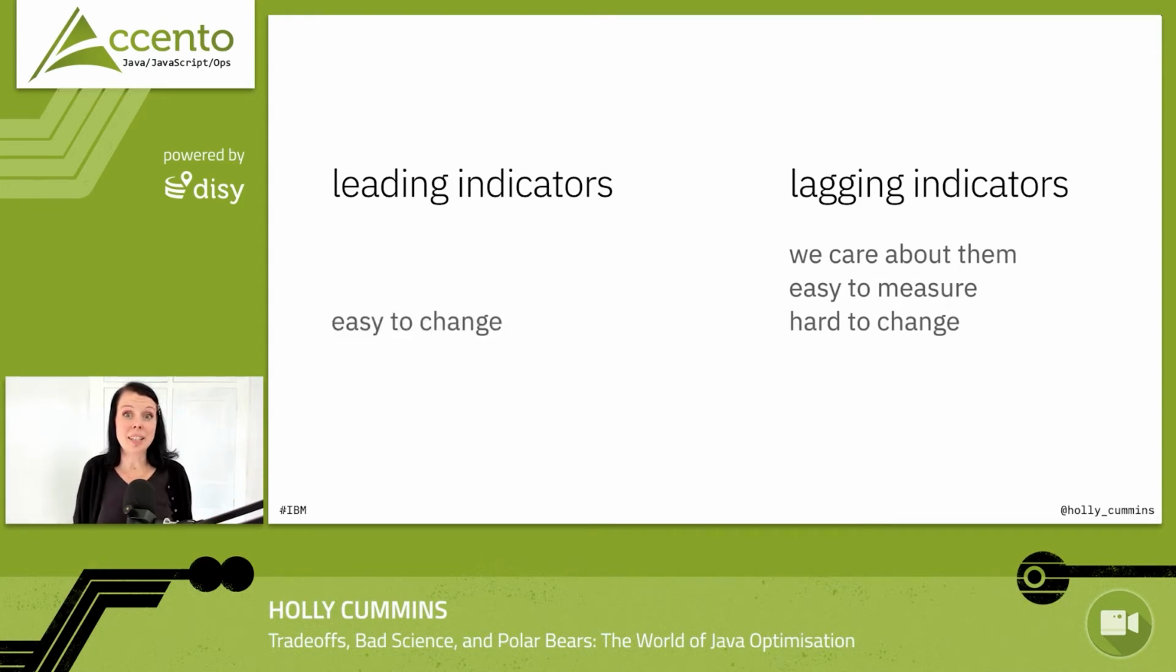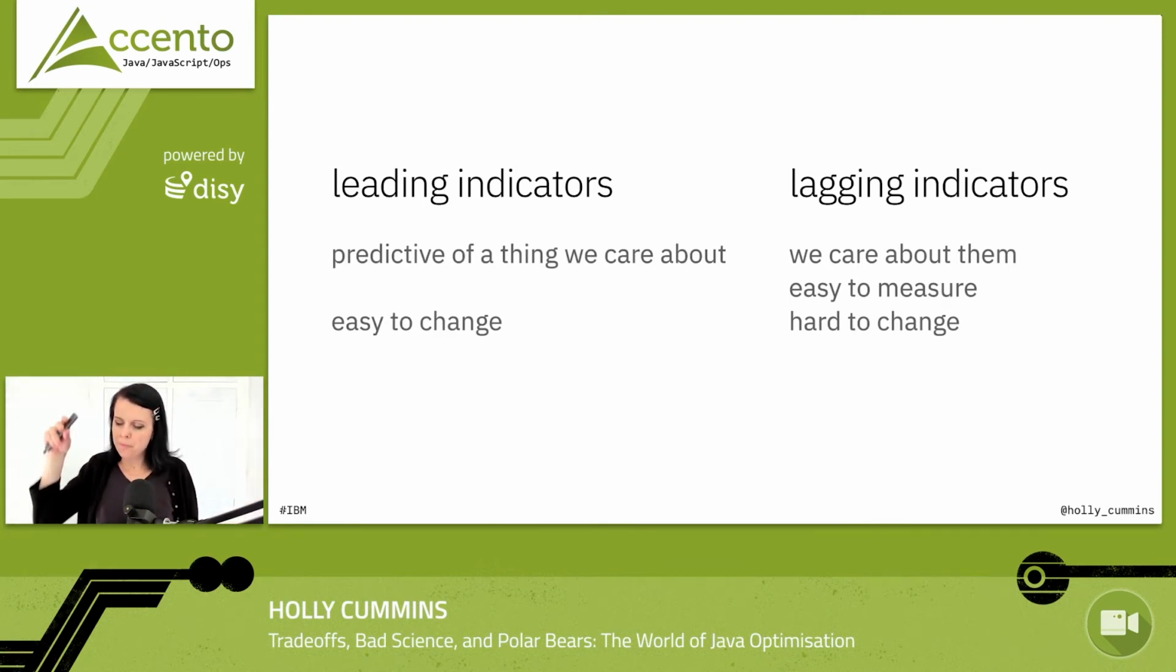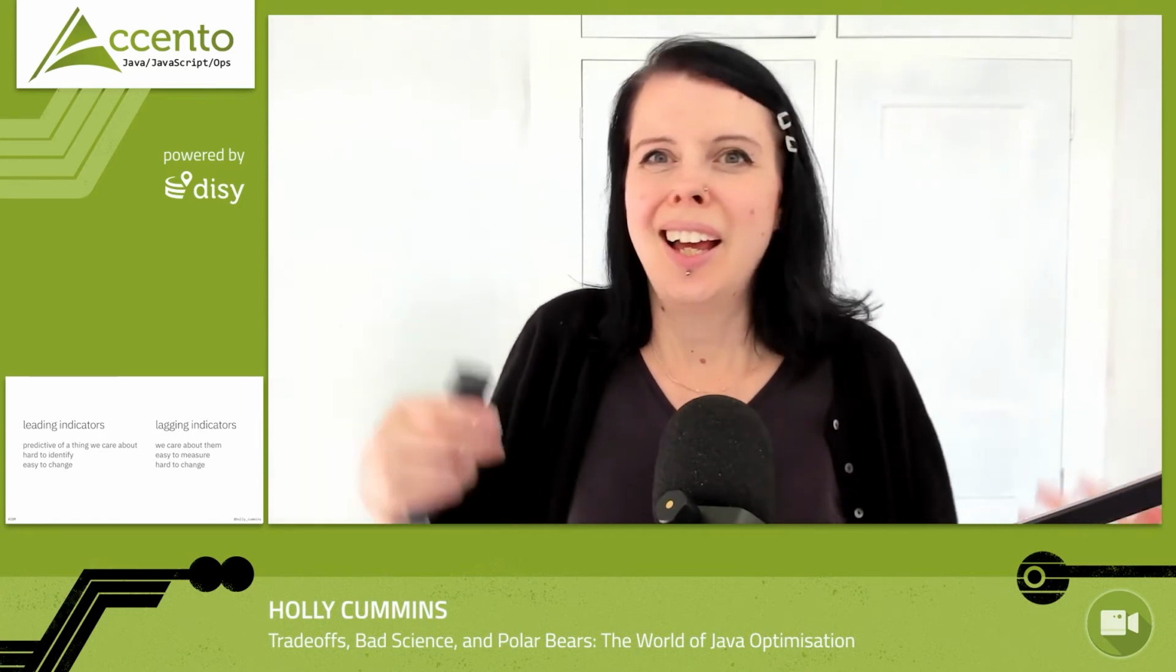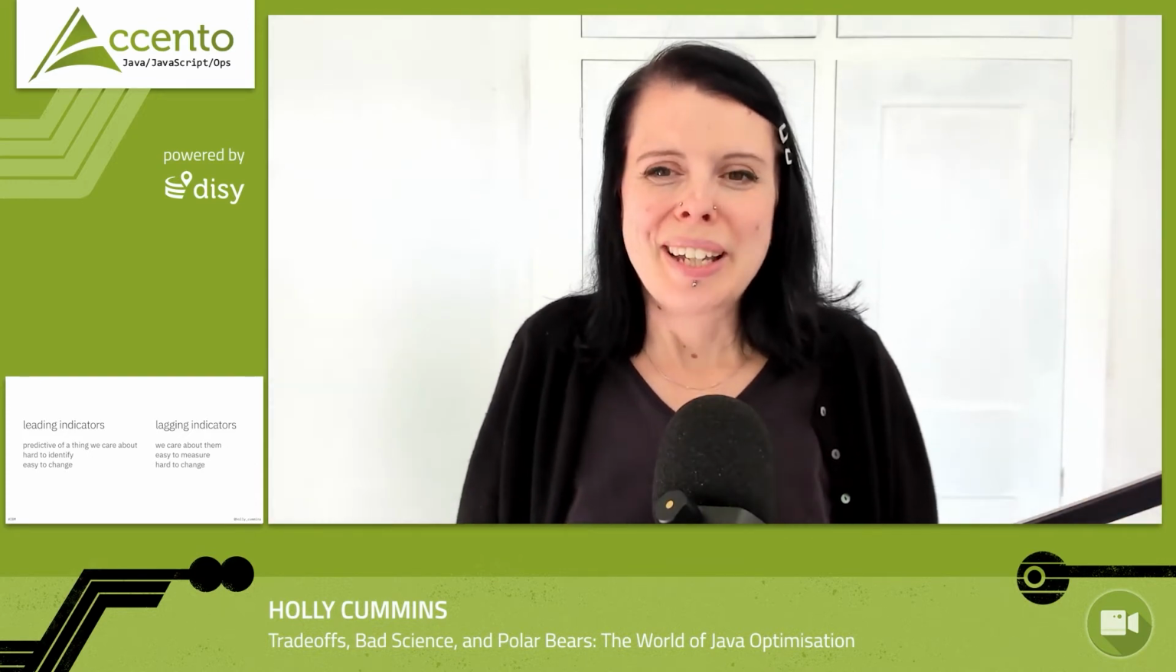And this is where the leading indicators come in. Leading indicators are easy to change. What color is my website? Am I running on Java 6 or Java 7? I mean, it's 2021, hopefully neither. And leading indicators, they're predictive of a thing we care about. So the color of the website determines how happy our users are. But the only problem with leading indicators is we don't actually know what the right leading indicator is. Should I be measuring the color of my website? Or should I be measuring what font I use? We don't know. So the trick is to try and get those leading indicators that influence the lagging indicators and get them all identified.